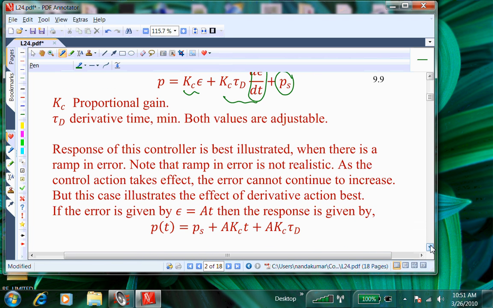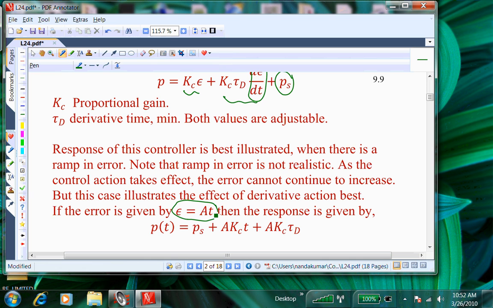And how does the response look like? We can do the same thing. In this case, what we are going to do is we're going to say that the error I'm going to maintain increases linearly. Okay? Remember, the derivative controller looks at the rate of change of error, and if the error is constant, the derivative action is 0. Okay? So it doesn't give us any information if the error is constant. So only when the error is increasing, it says how fast is it increasing so that I can adjust my control action.